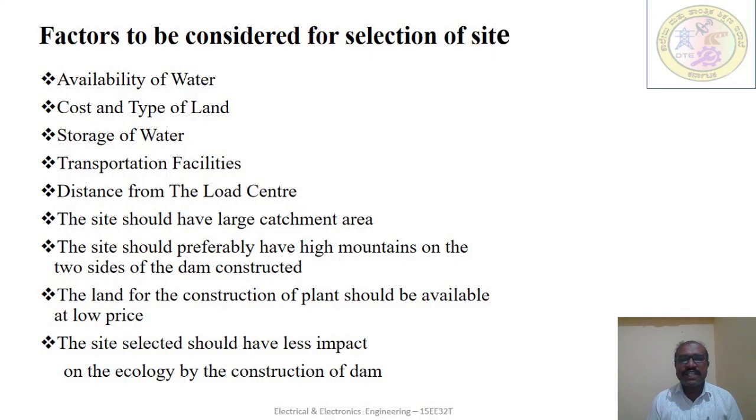Next point, the site should have a large catchment area. Next point, the site should preferably have high mountains on the two sides of the dam constructed. Next point, the land for the construction of the plant should be available at low price. It relates to cost. The site selected should have less impact on ecology by the construction of the dam. It means a huge amount of water stored in a dam will create a gravitational force, so the site selection, that means the land or area selection, should be free from earthquakes. The last point, which is very important, is the future extension of the plant.